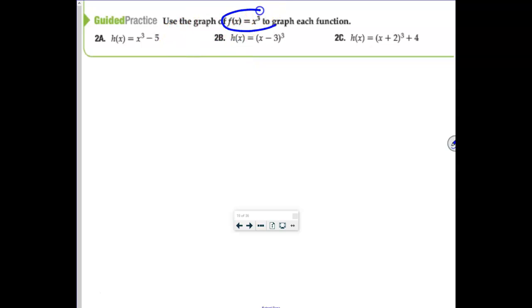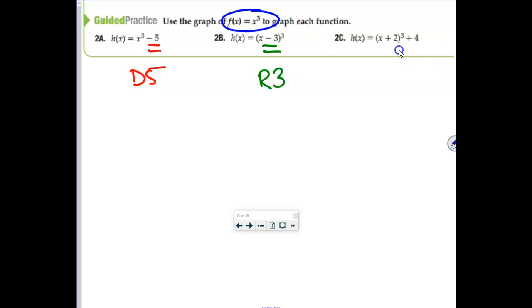So the parent function is just your normal f of x equals x to the third power, the cubic function. Can you tell me the transformations that were applied to each of these examples? Adam, start with you. What is this transformation? Down 5. Very nice. Kira, what transformation is that? Very good. Nice use of the opposites with the built-in negative.